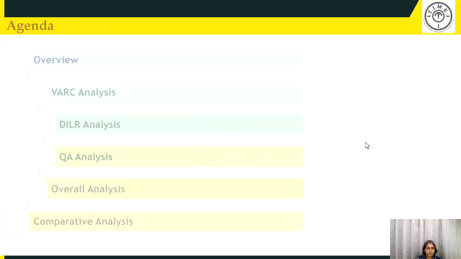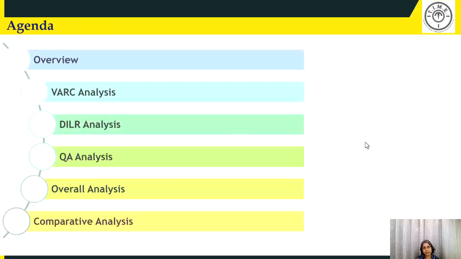So in this presentation, I will be giving first of all an overview of the paper pattern in slot 3. After that, I'll spend some time in discussing each of the three sections, VA, DI and Quant, what kind of questions came and difficulty level, etc. Then an overall analysis of the paper in terms of difficulty level, score versus percentile analysis. And then, like I said, towards the end, we'll look at all the three slots in a snapshot.